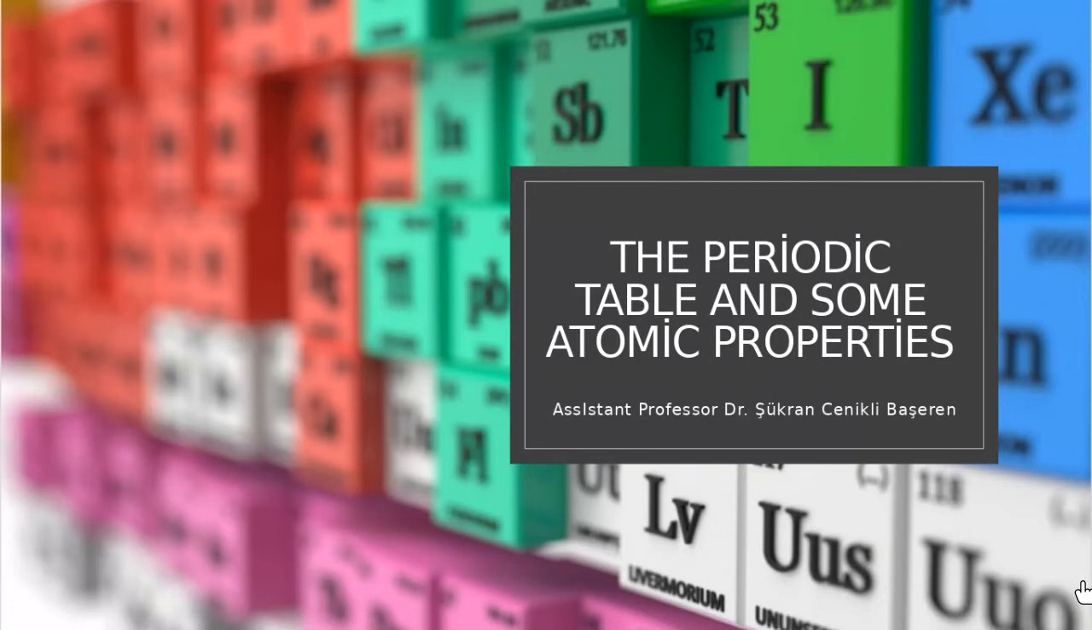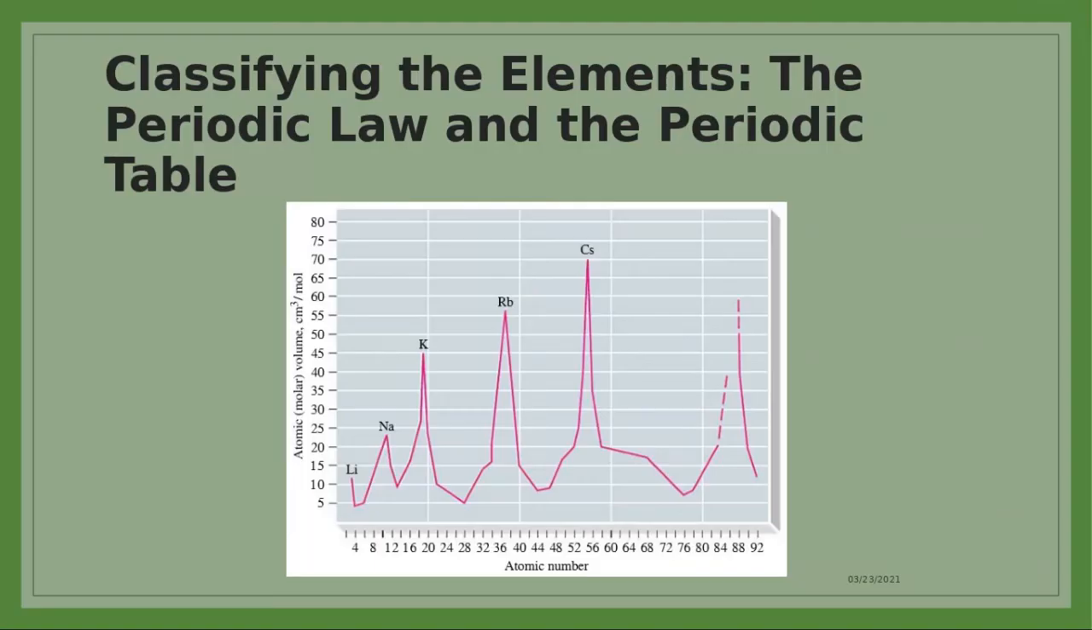Kübra asks about 1, 2, 3 being metals. Yes, that's right. But the 3A group has some half metals.